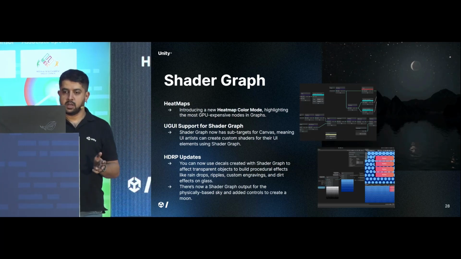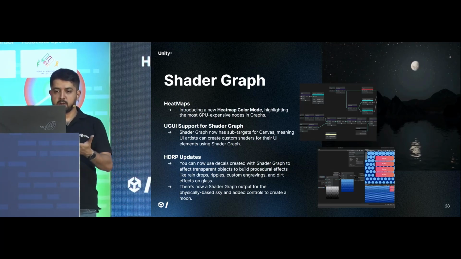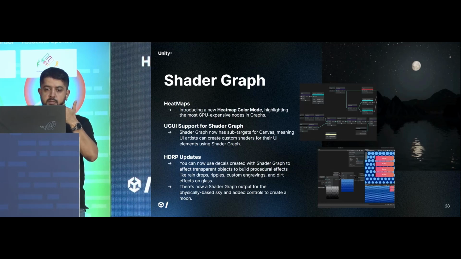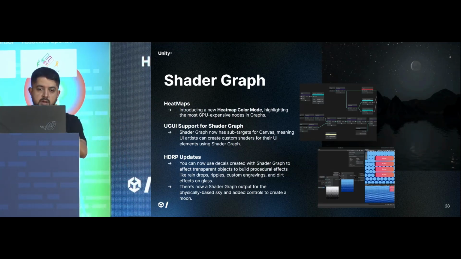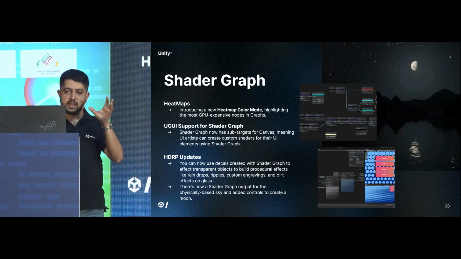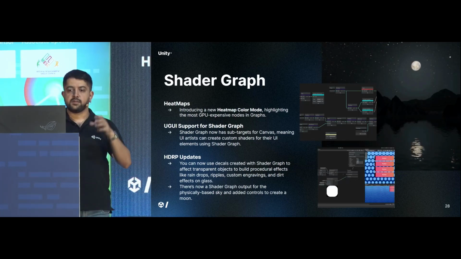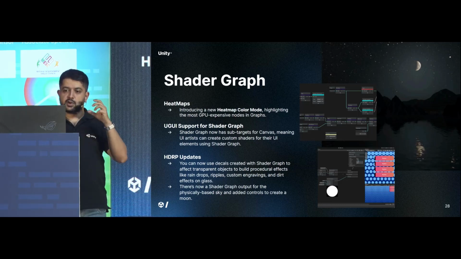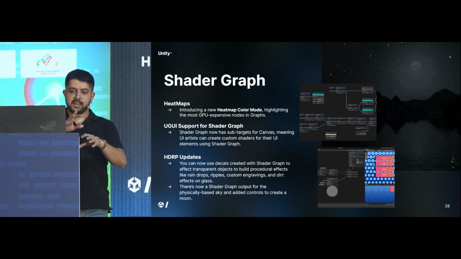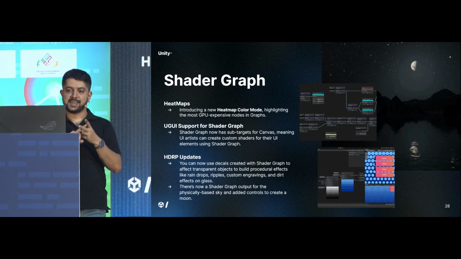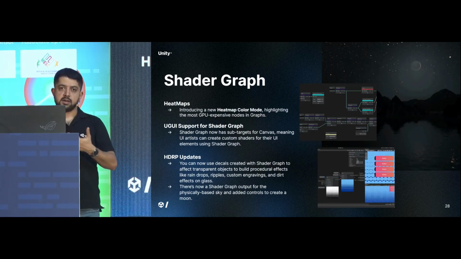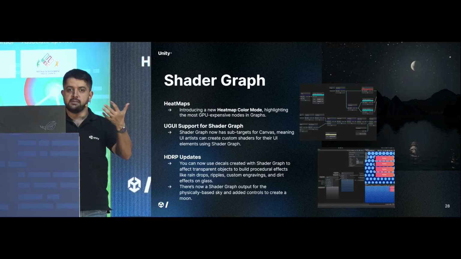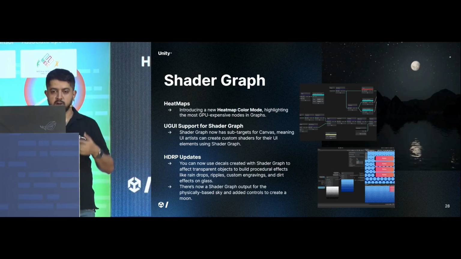Also, on the HDRP side, shader graph decals are now compatible with HDRP and even transparent objects. So this means you can use decals created with shader graph to affect transparent objects to build procedural effects like raindrops or window stains or things like custom engravings or etching effects on glass. So this wasn't directly possible, but now shader graph natively supports transparent object decals.